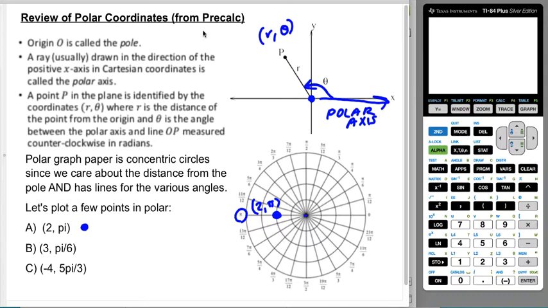In a different color, let's pick red. I'm going to do 3 comma pi over 6. I'm going to start by facing the pi over 6 direction, and then starting at the pole, walk out 1, 2, 3. And that point right there is 3 comma pi over 6.